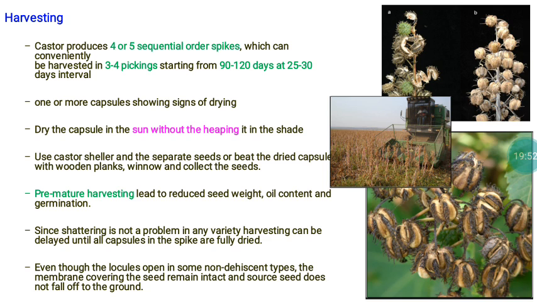Dry the capsules in sunlight, then keep them in the shade. After that, with the help of shellers, we can separate the seeds from the capsules. At any cost, we should not harvest premature capsules. If they are premature, definitely it will cause problems with seed viability, and the oil content will also be very low. So these are the things with reference to castor harvesting.